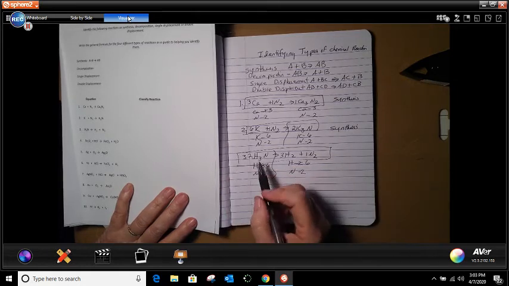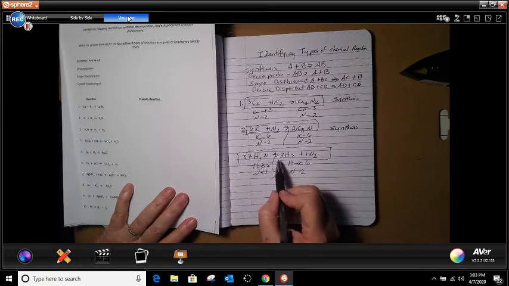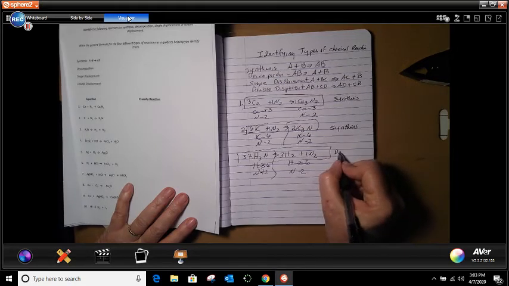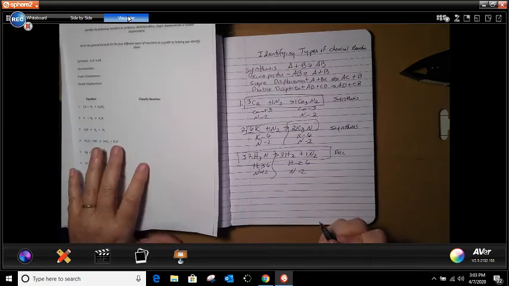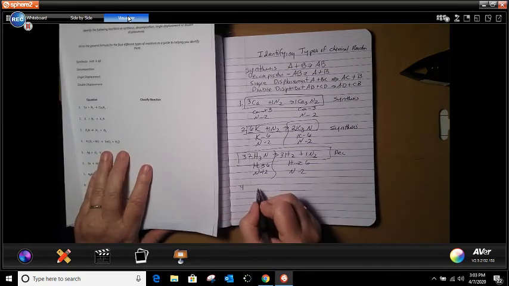So here I have 2. AB yields A plus B. This one here is decomposition. Right, guys?